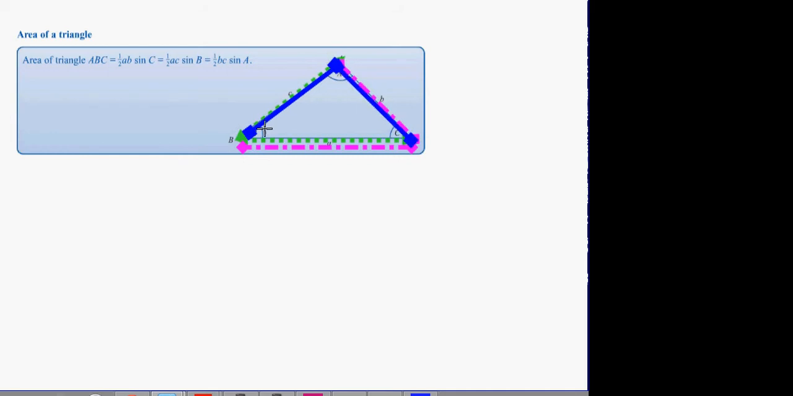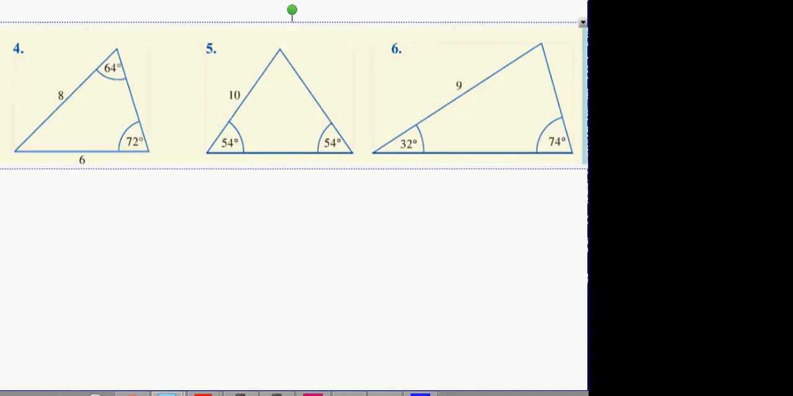It really doesn't matter which one you use, once you use two sides and the angle in between, as shown by the colours on the board, the blue one, the pink one, and the green one. That's all you're going to use at the start. That first green line would have been angle A. So look, I'll show you now.